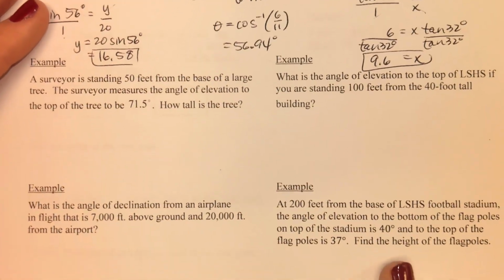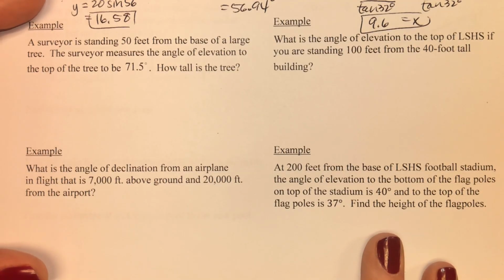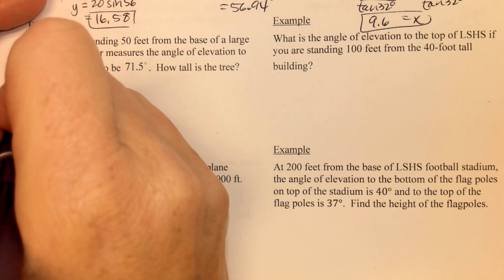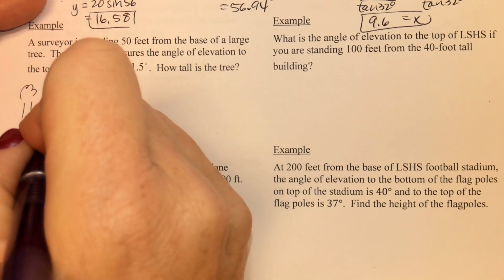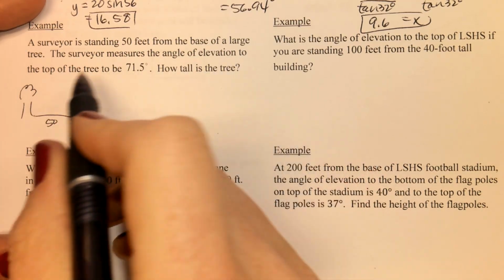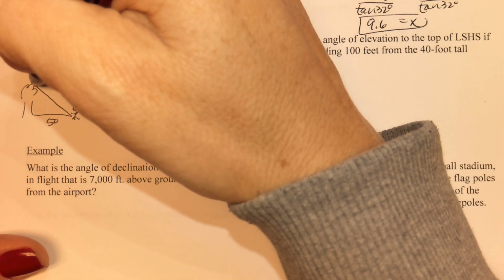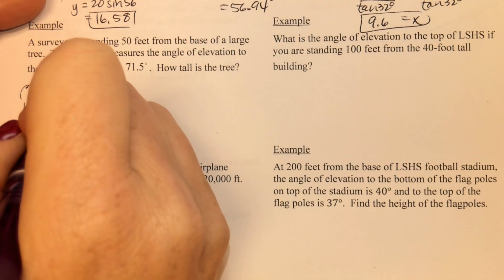Now we're just going to do a few word problems. Same thing. We're going to draw triangles for each of these and then just do our solving. So a surveyor is standing 50 feet from the base of a tree. 50 feet, little guy. The surveyor measures the angle of elevation to the top of the tree. So angle of elevation starts at the horizon and goes upward. And they measured that one to be 71.5.